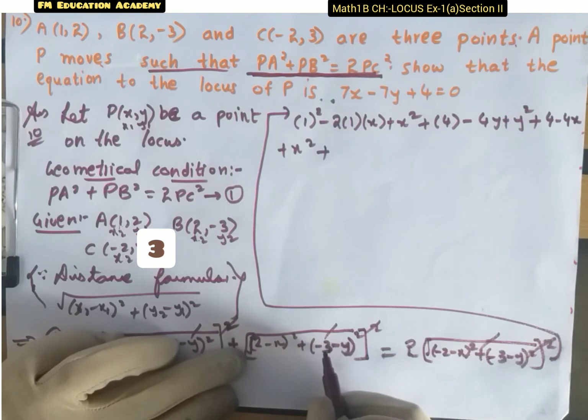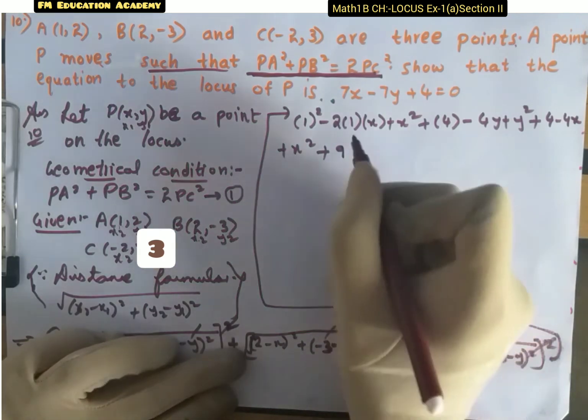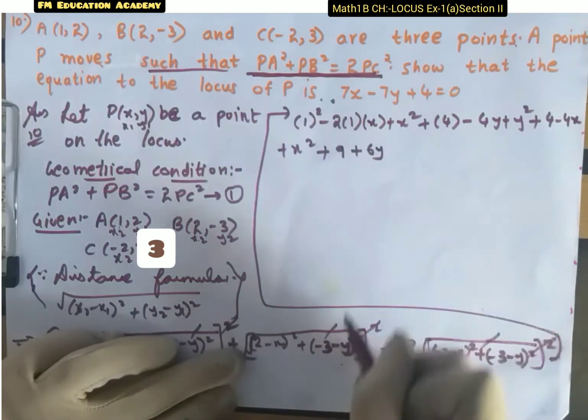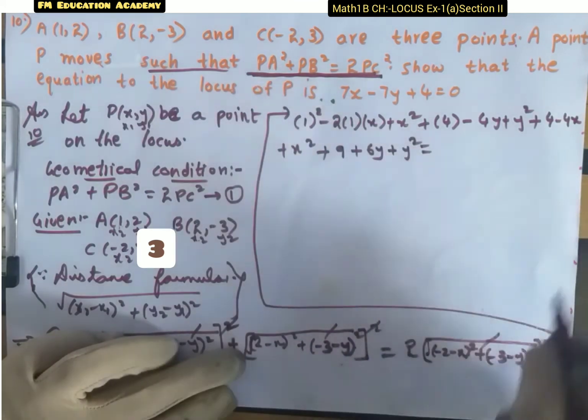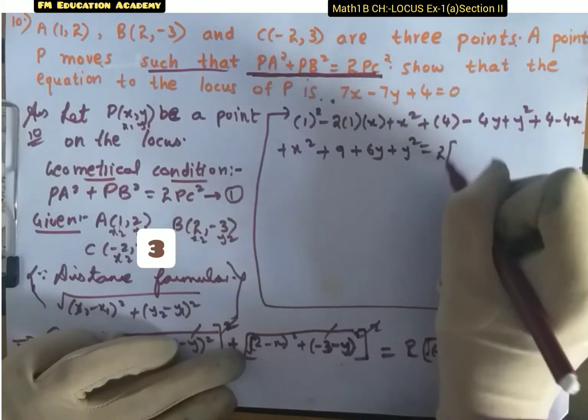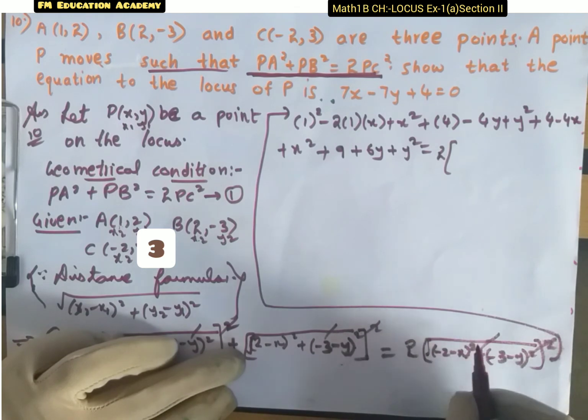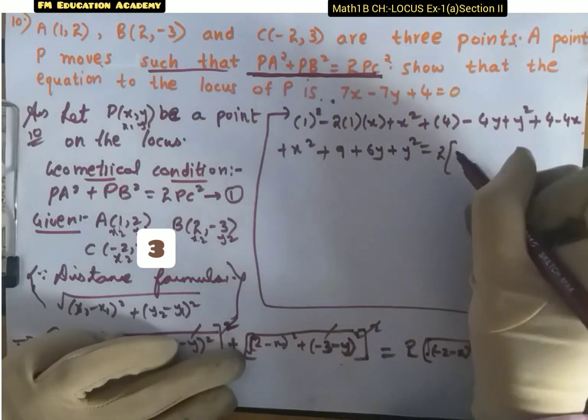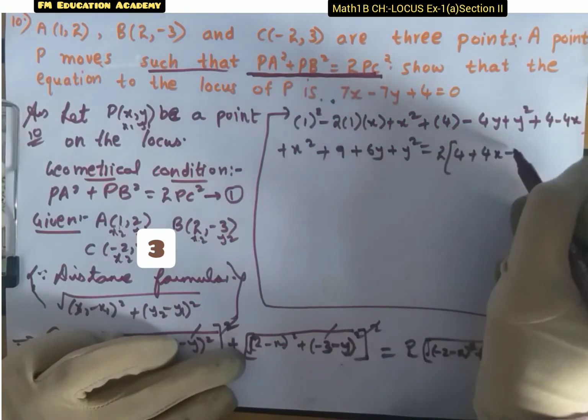Plus it is a form of again A minus B whole square. A is minus 3 and B is Y. So minus 3 whole square means 9 minus 2 into minus 3 into Y. Minus 2 into minus 3 is plus 6 into Y is plus 6Y plus Y square. That is equals to, here we have 2 into minus 2 minus X whole square. Again it is the form of A minus B whole square. A is minus 2 and B is X. So 4 plus 4X plus X square.